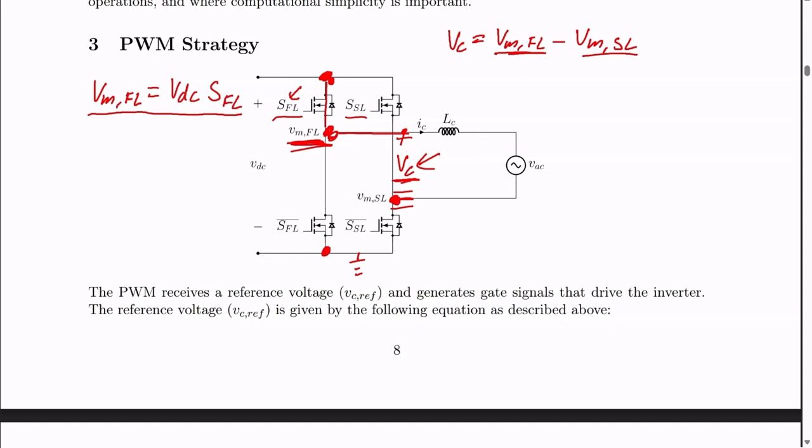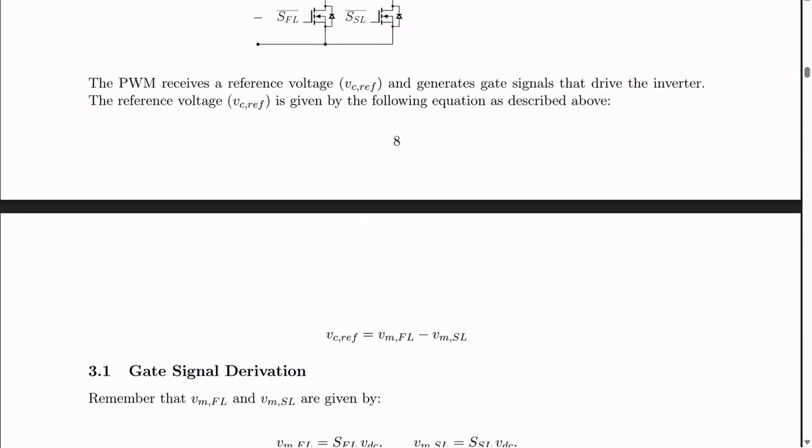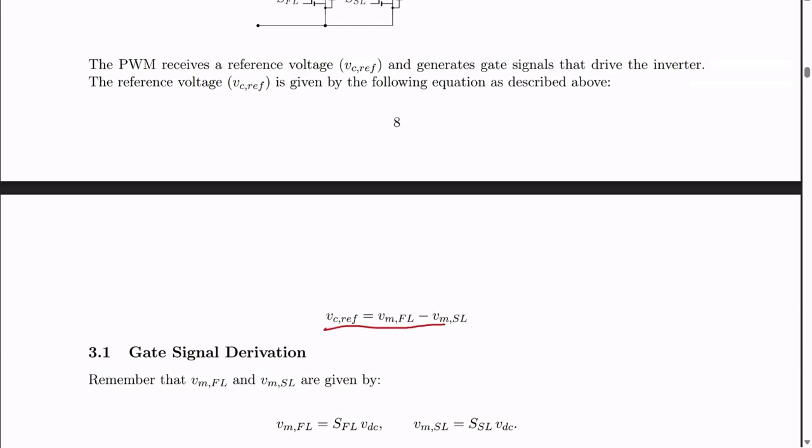And we can do something similar for the slow leg. So this will be equal to VDC times the gate signal. If we insert this for the converter voltage, we would have VDC times the gate signal of the fast leg minus the gate signal of the slow leg. Both terms have a VDC, so I just factorize it out. So this is basically the equation for the gate signals. You can see that down here, I've already written up those equations.